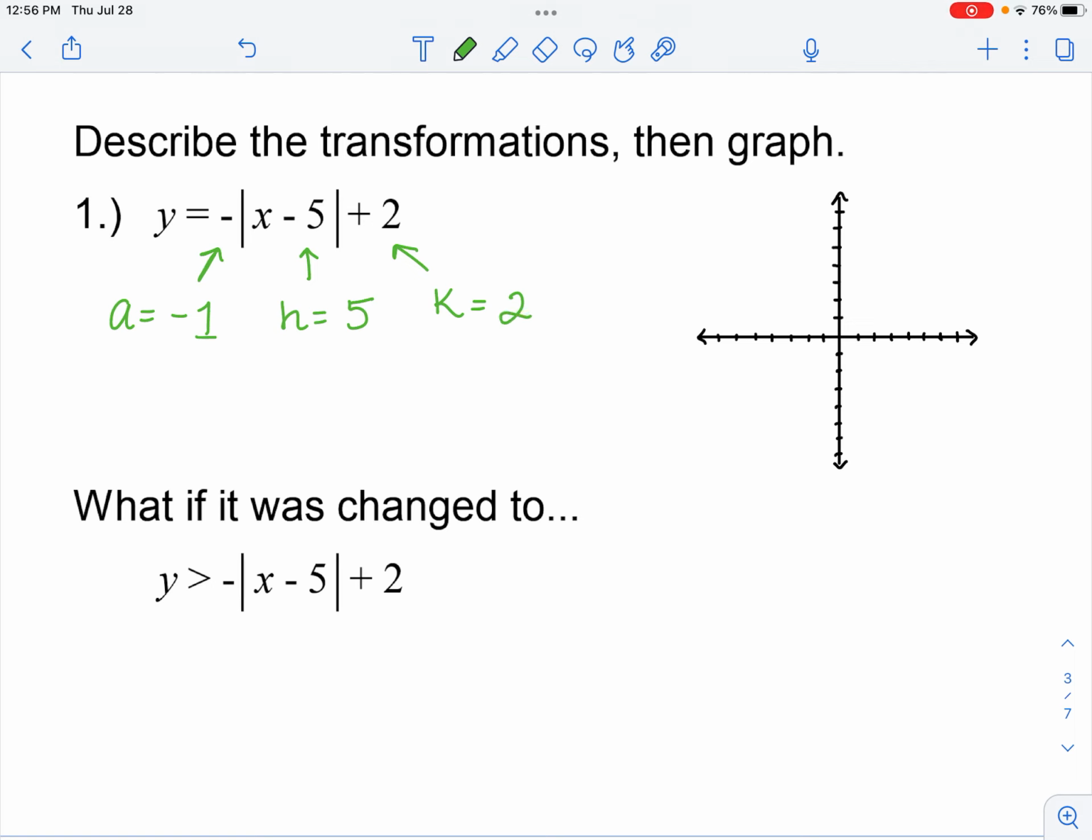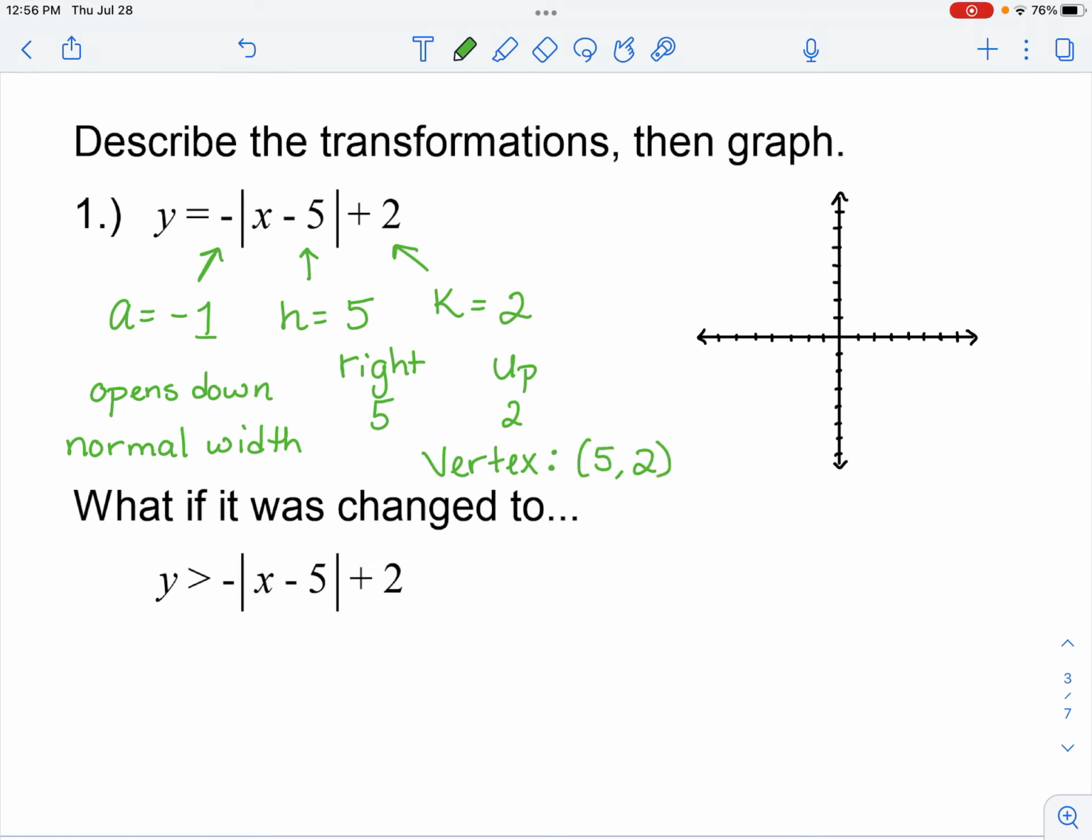Okay, so the a equaling negative 1 means that it opens down because it's a negative, and it's going to be a normal width or steepness because it's equal to 1 and not bigger than 1 or smaller than 1. And then this is telling me that I'm going to go right 5, and I'm going to go up 2, which means my vertex is at the point (5, 2).